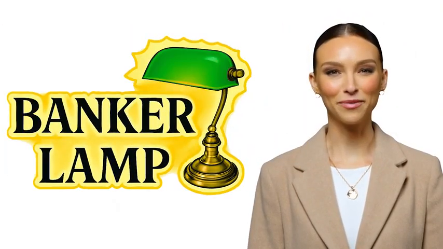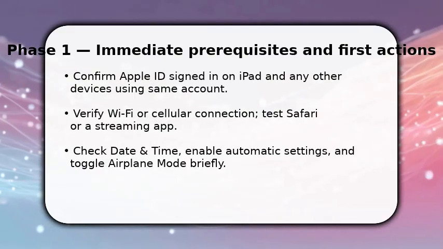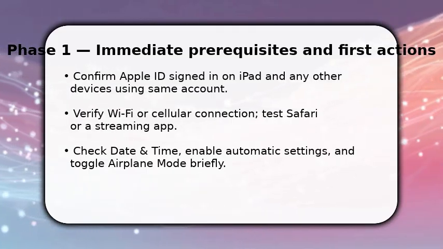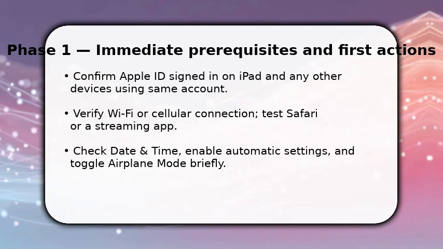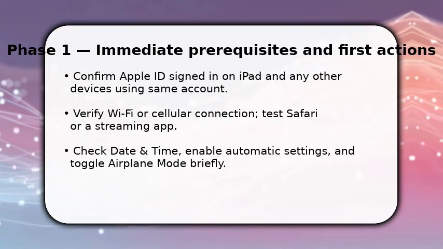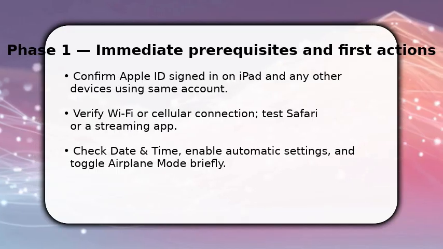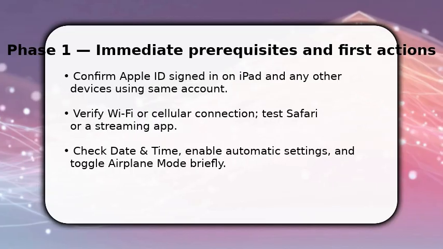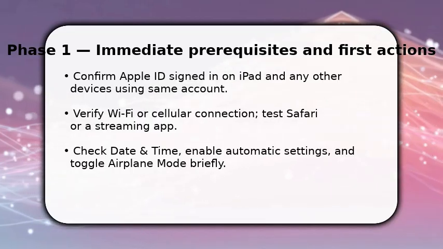Please enjoy the video. You start by verifying the essentials so fixes won't be wasted. Sign into settings with the same Apple ID used for messages. Make sure you see it at the top of settings. Next, confirm a working internet connection by loading a web page. Poor Wi-Fi causes failures. Once done, set date and time to automatic.